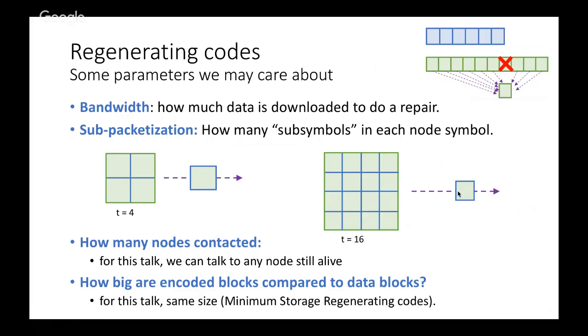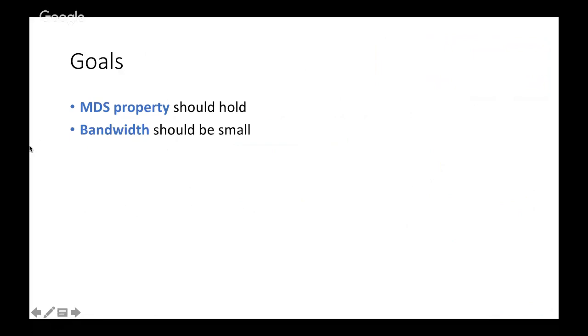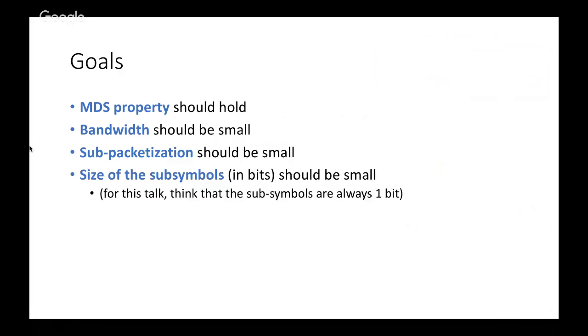OK, so once again, the main parameters we're going to be caring about are the bandwidth and the subpacketization. And the goals that we have are, first, the MDS property should hold. Second, the bandwidth should be small. Third, the subpacketization should be small. And fourth, I didn't mention this on the previous slide, but the size of the subsymbols should be small. Because if the subpacketization is small, but the size of the subsymbols is really big, that is kind of cheating. We're not actually getting away with less bandwidth measured in bits there. So for this talk, we should think about these subsymbols are always just 1 bit, and the subpacketization is just the number of bits per node. And we want that to be small.